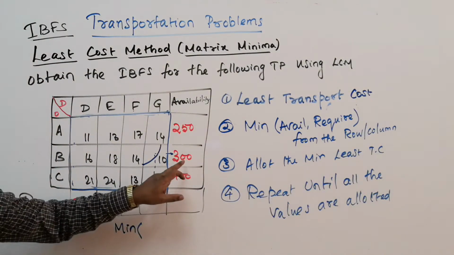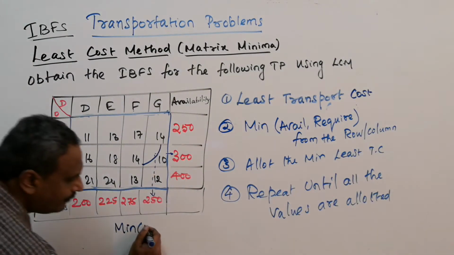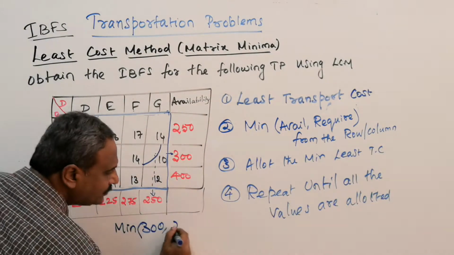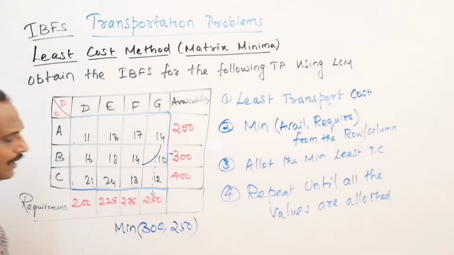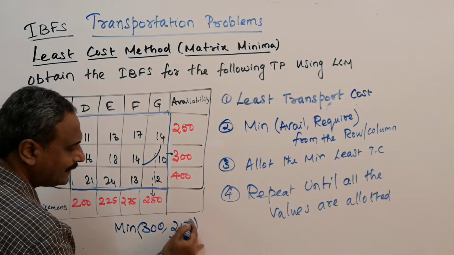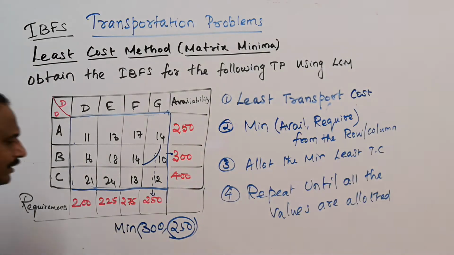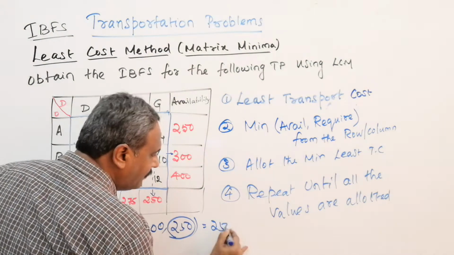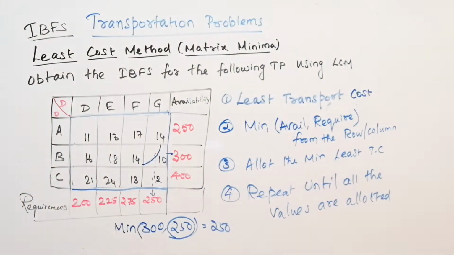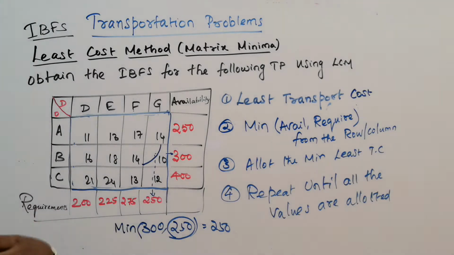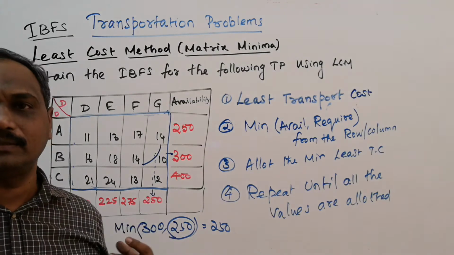When I check here, the availability is 300 and the requirement is 250. I am going to select the minimum. Why, teacher? What is the purpose of selecting the minimum? See, for example, you are asking me to give you 300 riyals, but I am telling you that I have only 250 riyals.